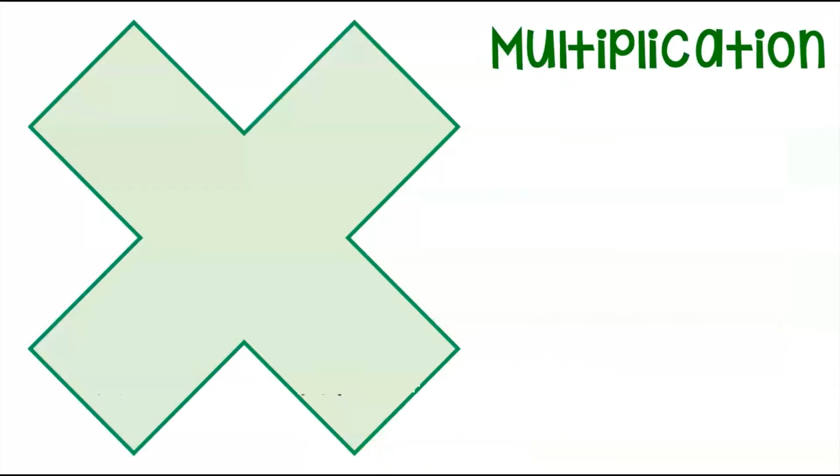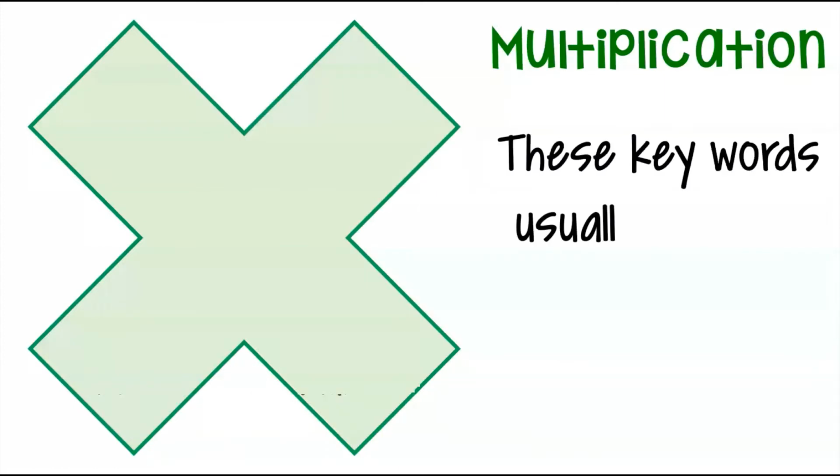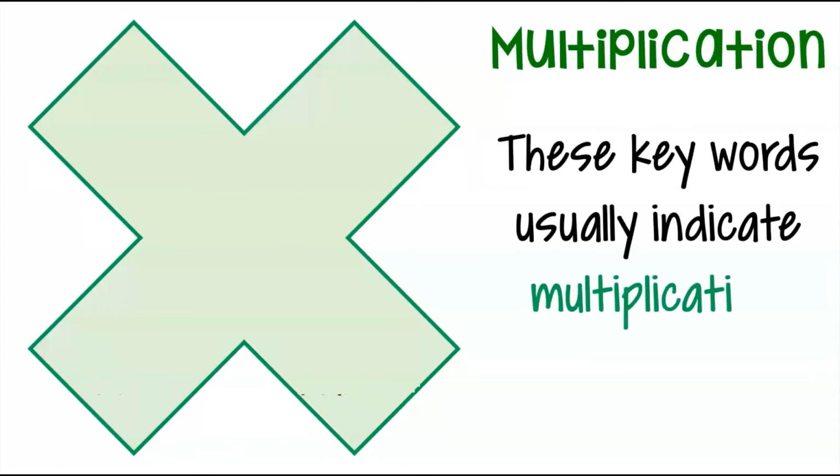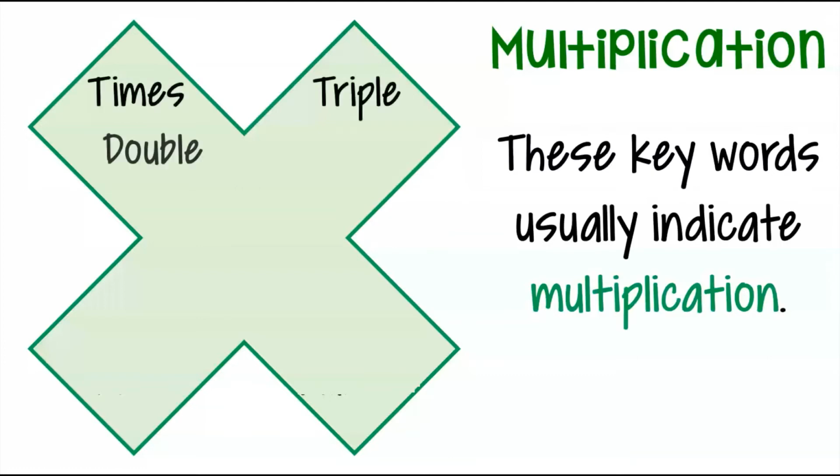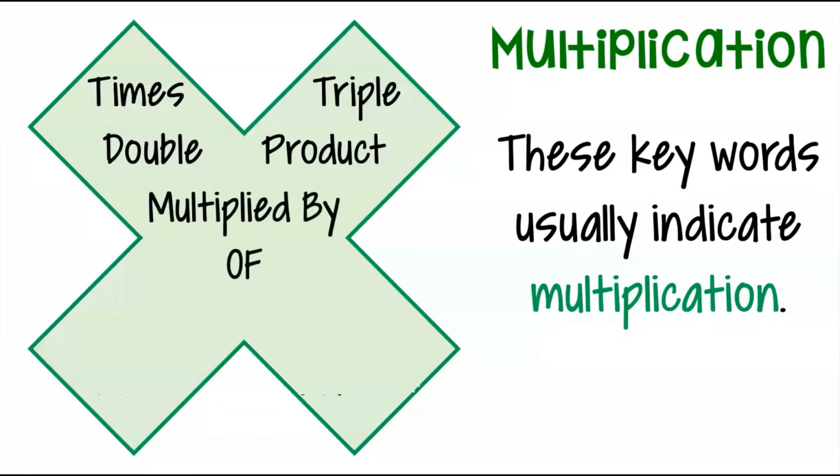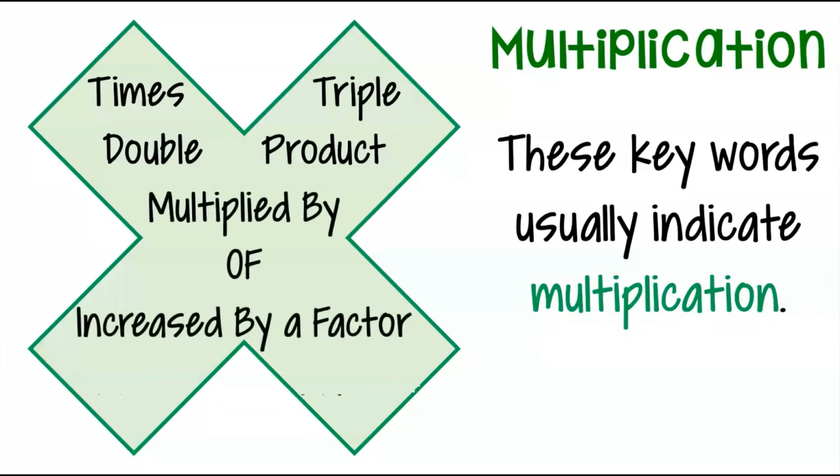For multiplication, these keywords usually will indicate you need to multiply. Things like times, triple, double, product, multiplied by, of, increased by a factor, twice, and multiple.